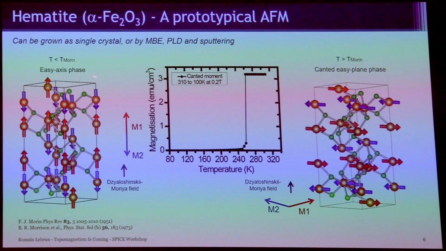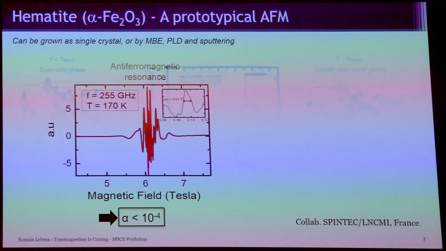So you can easily detect when you are in the easy axis phase and when you are in the canted easy plane phase. It's also quite an interesting compound for the following properties that we measured only recently. If you try to do some antiferromagnetic resonance on a single crystal of hematite, you will see this type of curve, with multiple peaks that are quite difficult to analyze. This is because in a single crystal, generally you have some small defects, so you have some parts with different anisotropies, and the uniformity of the field you use for the excitation is not so good.